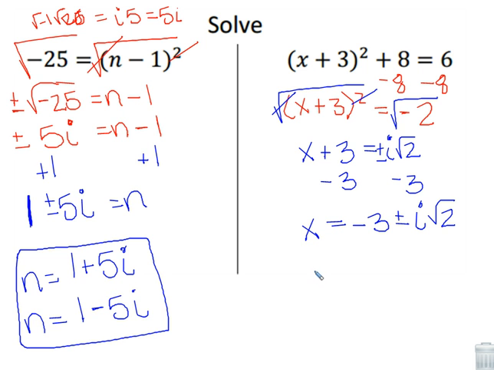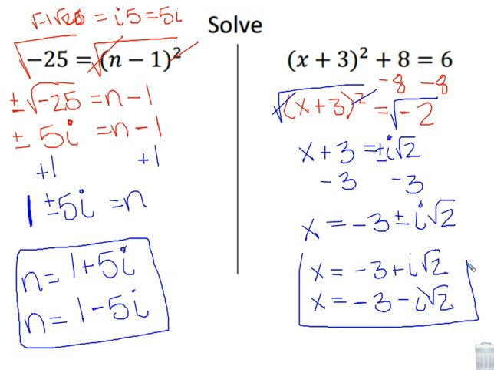Now, just like we did over here, let's break it apart into the two separate answers. We can have -3 plus i square root of 2. Okay, that's one possible solution. But we could also have -3 minus i square root of 2. So we have two separate answers, two complex answers in that case.